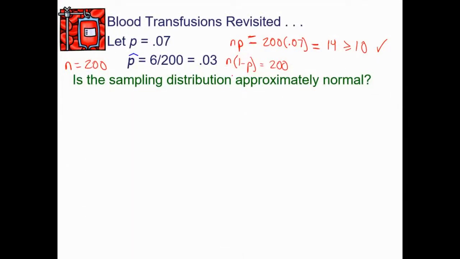So 1 minus 0.07 is 0.93. What's 200 times 0.93? 186. Is that greater than or equal to 10? Yes. So can we assume normality? Yes, we can.